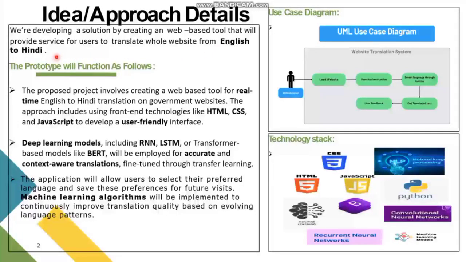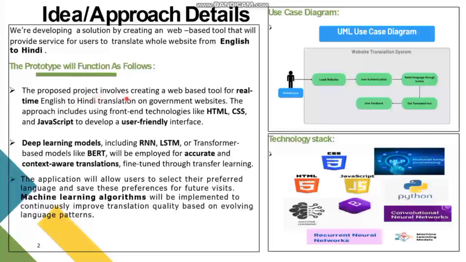Basically, the idea is when a user lands on a government website, the website which is in English is translated into Hindi with the help of our service, and the website which is in Hindi can be translated to English. It depends on the user which language he or she wants. But how can it be done?